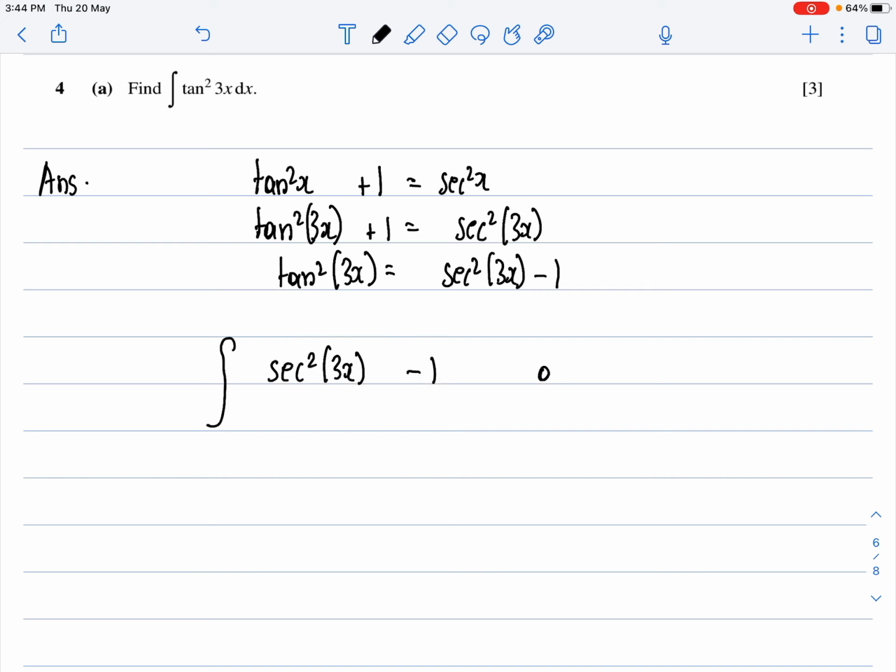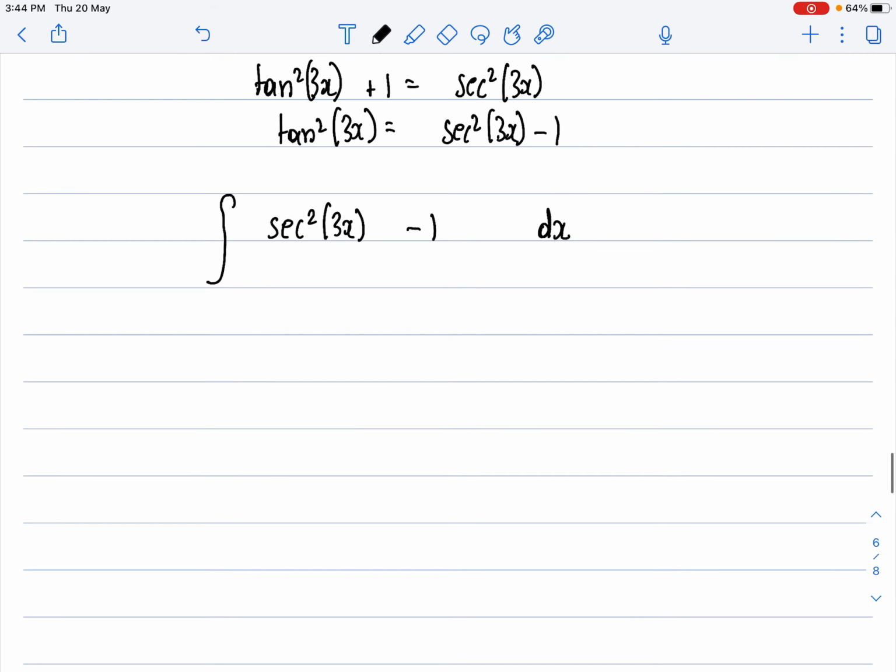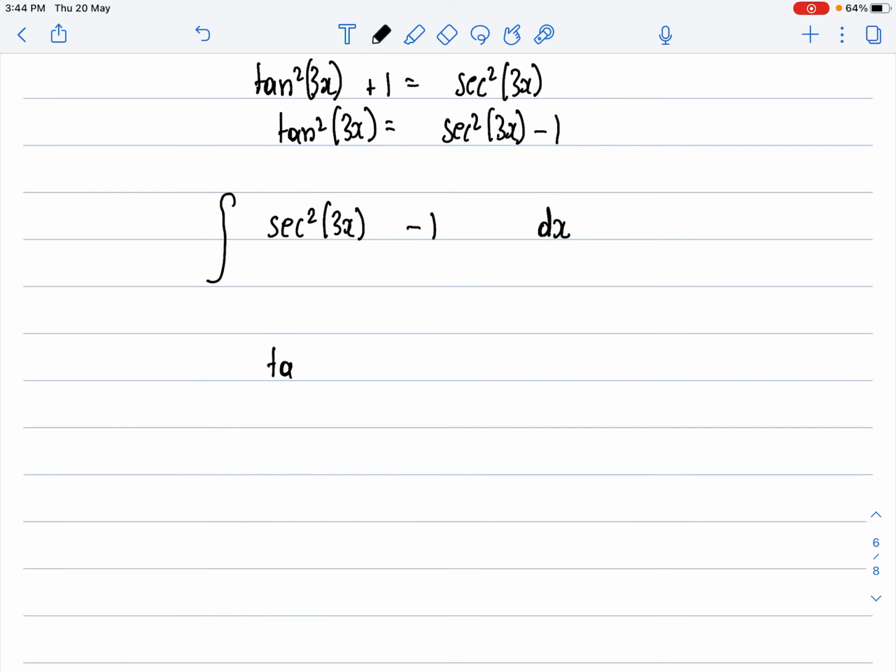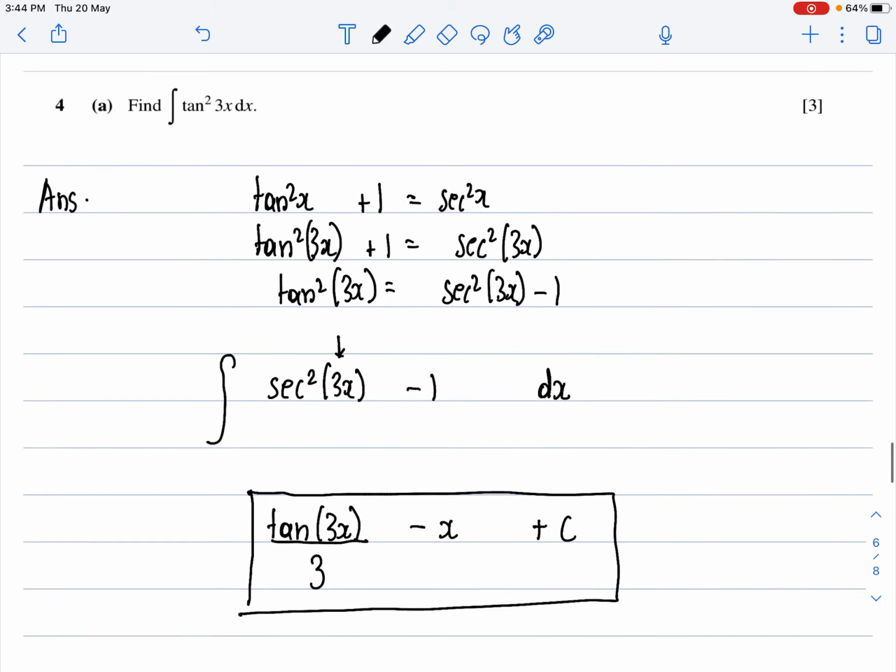So now I can use this as the integration of sec square 3x minus 1 dx. The integration of sec square is simple, it's tan. So I'll write it as tan 3x, divided by the coefficient of x, which is 3, minus 1, which is x, plus c. So basically this is my integration of tan square 3x. Not that tough, I used some basic trigonometric properties and got my answer.